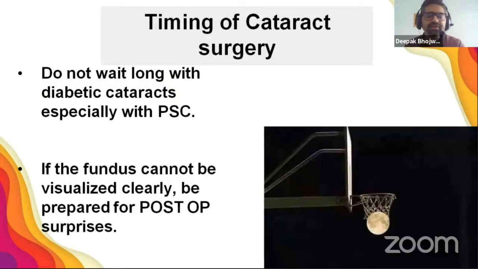When to plan a cataract surgery in a diabetic patient? Please do not wait for too long, especially with patients who have PSC. A classic diabetic cataract presents with PSC. And in long-standing cases, nuclear sclerosis along with plaque forms, which will cause more interventional procedures during the surgery and end up with an unhappy patient. If the fundus is not visualized clearly, always inform the patient that there may be post-op surprises, no matter what you do.